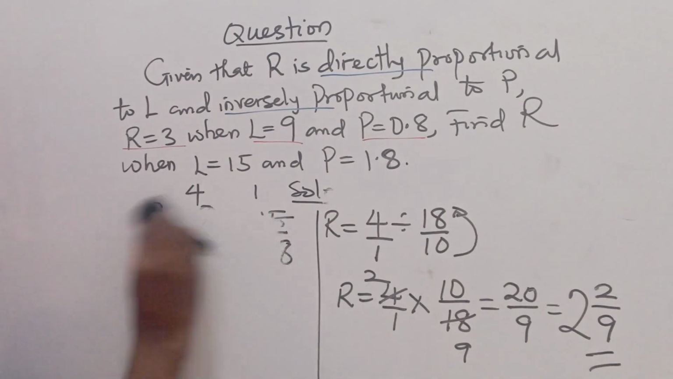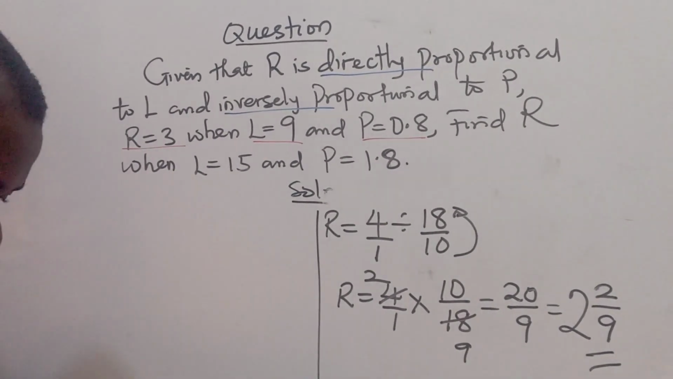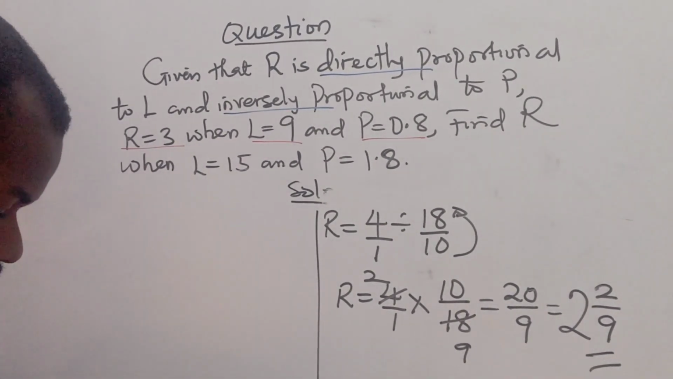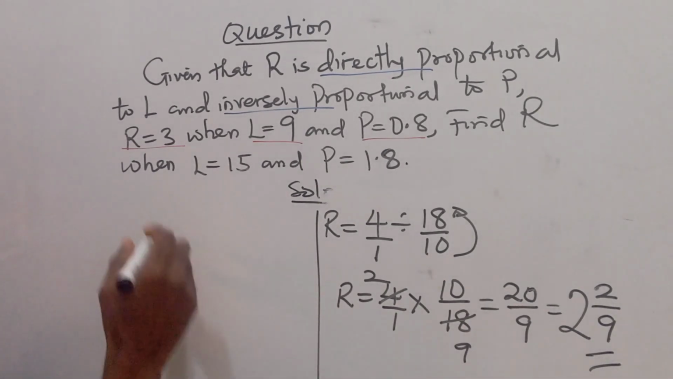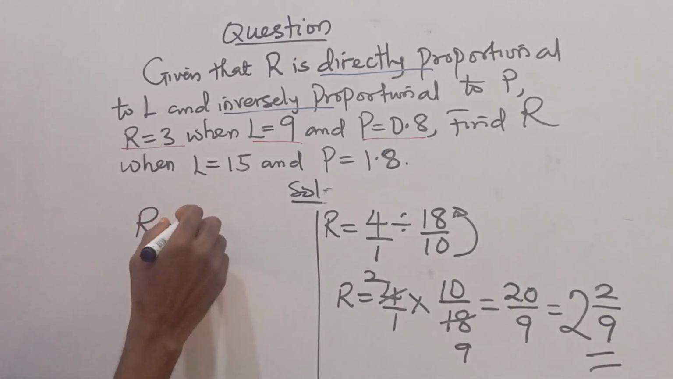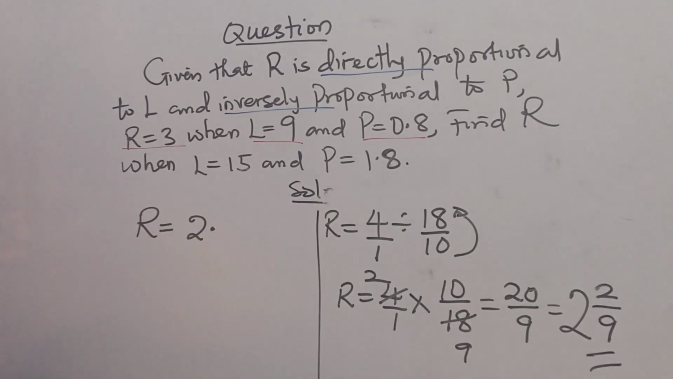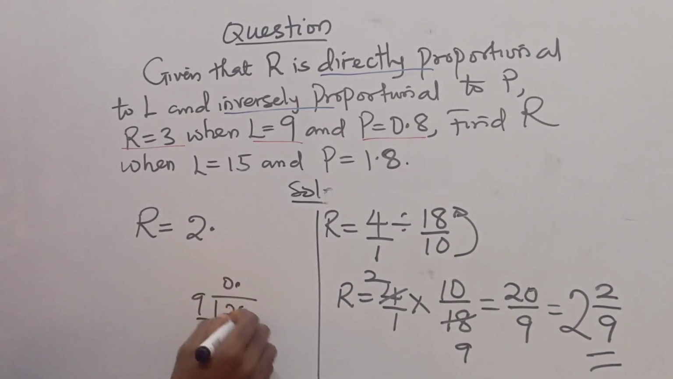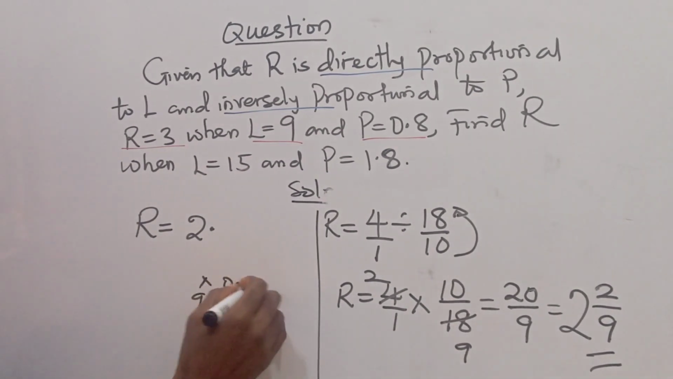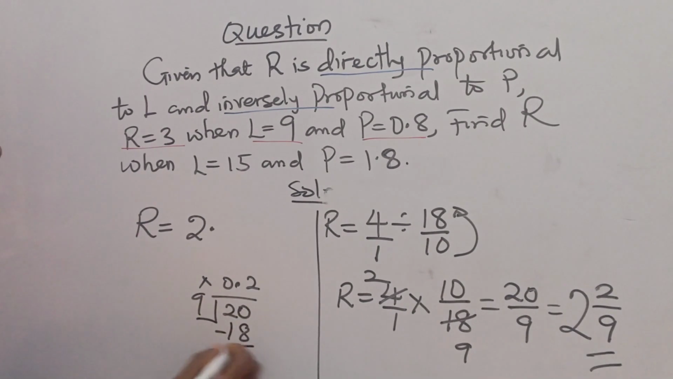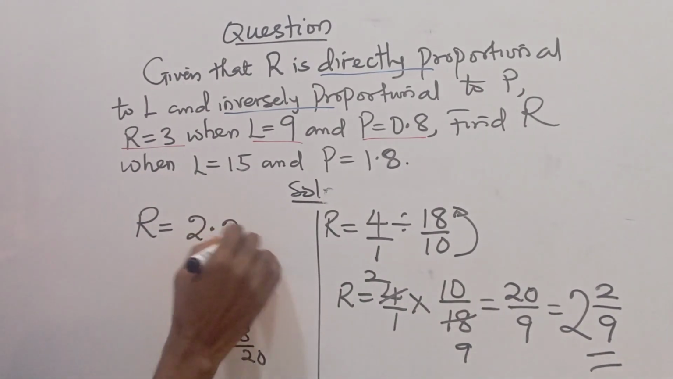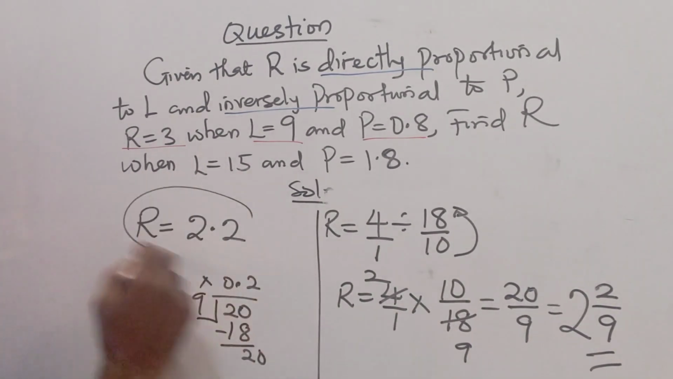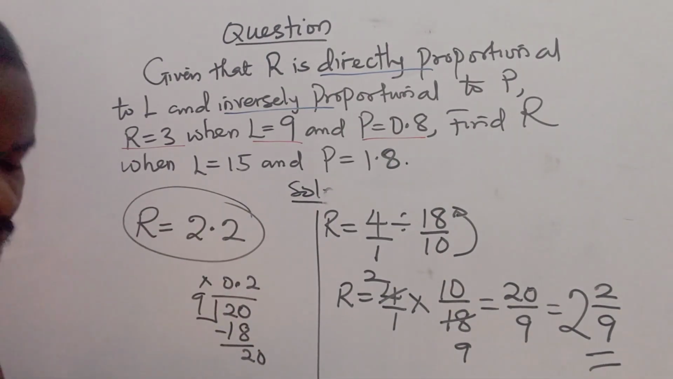But most times in your exams, you may also be required to keep your answer in decimal form. Alright, so R can also be 2 point what? If I put the point, let's check it. 9 into 20 is how many times? It's actually 2 times, which is 18. Subtract this, it is 2, 0, so 2.2. So this is going to give us our answer to this question.